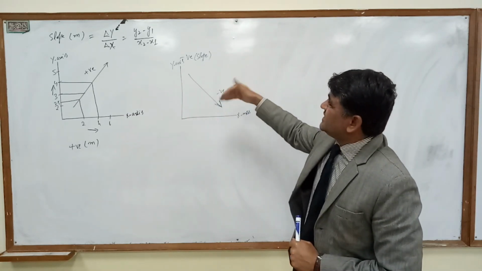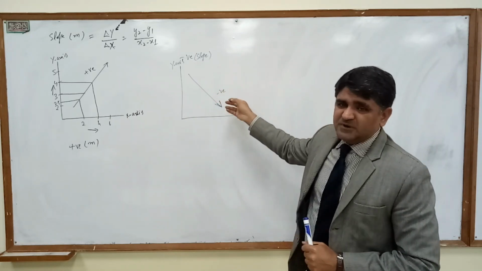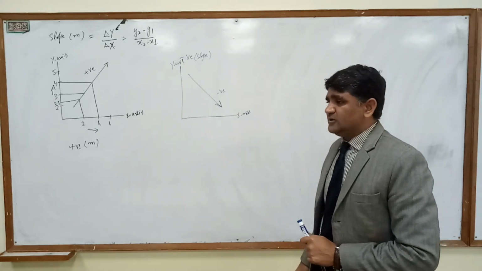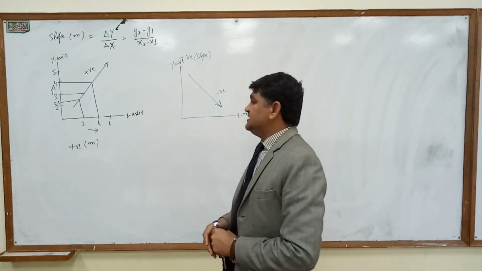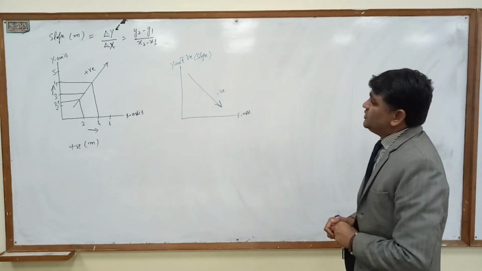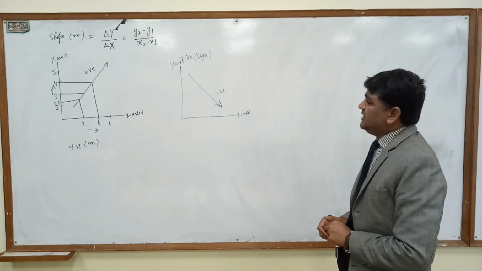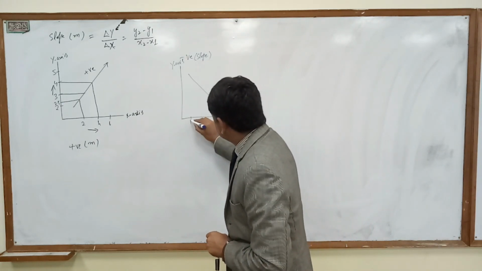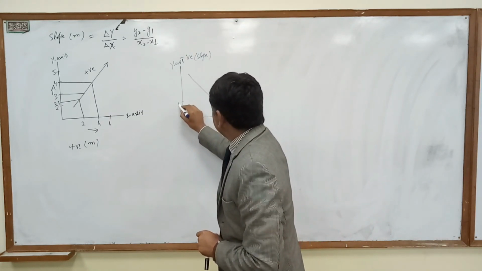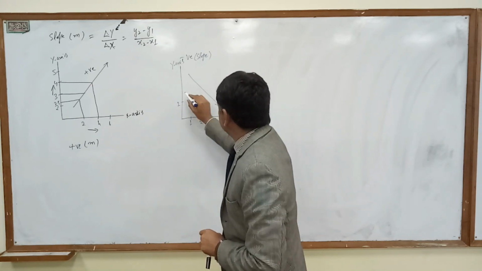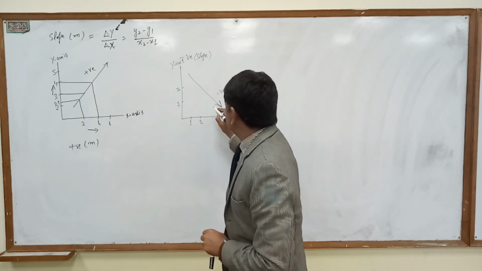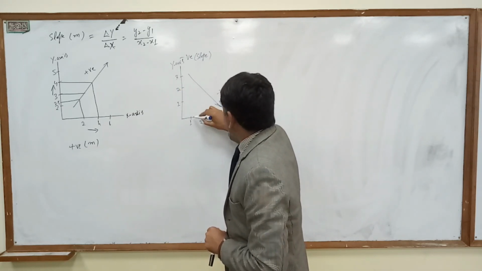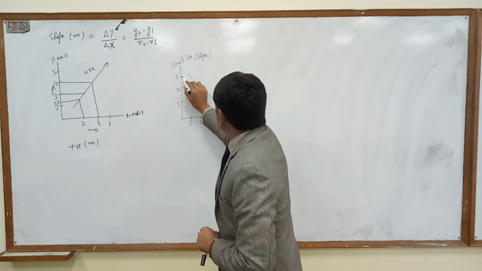The sign of slope can be positive, it can be negative, it can be 0 or undefined. Okay, students? Yes, sir. Then we can differentiate whether the curve will go left to right, downward or upward. Okay? Yes. Suppose here the value is 1, here is 2, here is 3. I suppose the value is here.